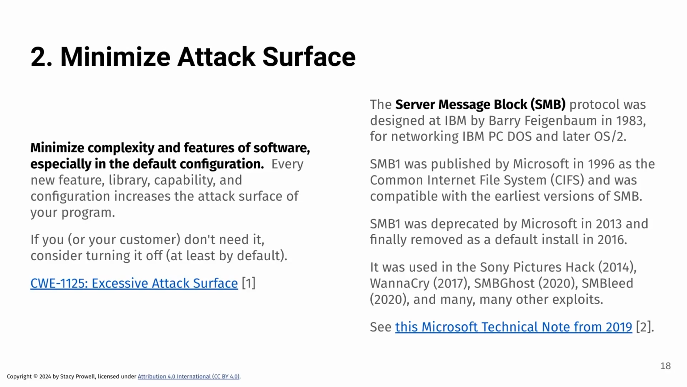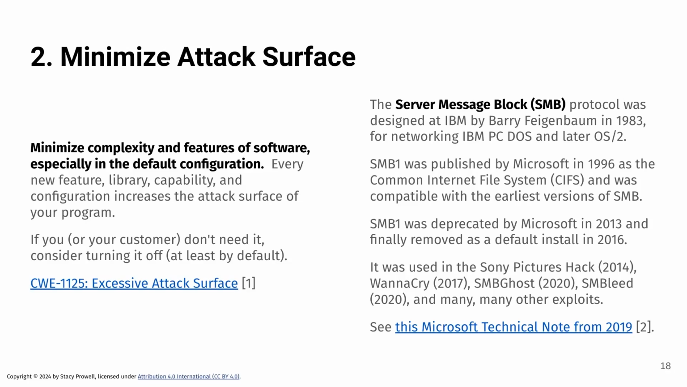SMB1 was deprecated by Microsoft in 2013 and was finally removed as a default install. You can still install it, but it's not there by default in 2016. Okay, it's not there, right? So 2016 it's gone. No, it's removed as a default install, but you might have already installed Windows and it might be there. And so it just persists. Or you know, any number of things could have happened.